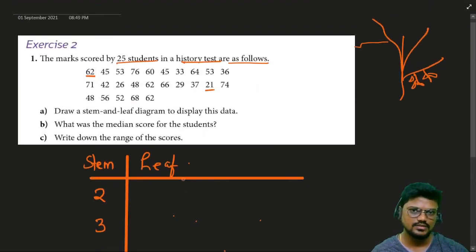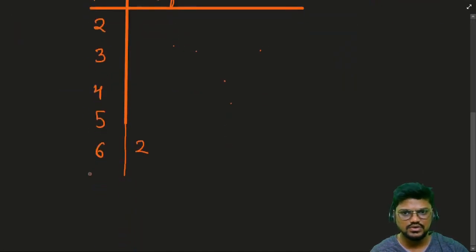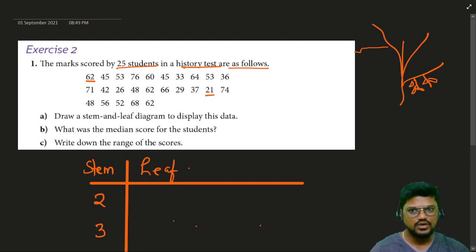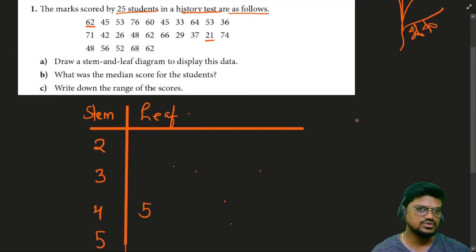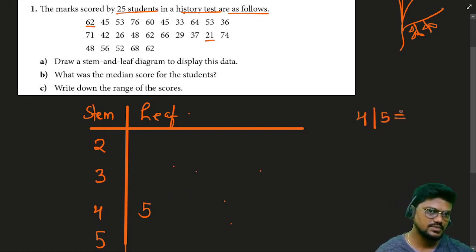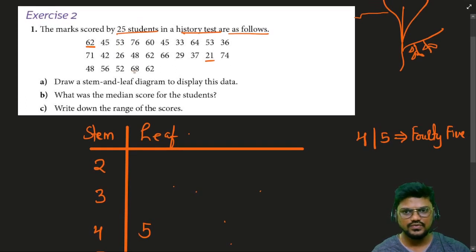And 70 is also there. Yeah, 70 is also there. After that, 45. So how will I draw 45? 40 and then 5. You can also write an explanation over here. 4 dash 5 means 45. Meaning of this you can write over here. This means 45. And then this is 53.